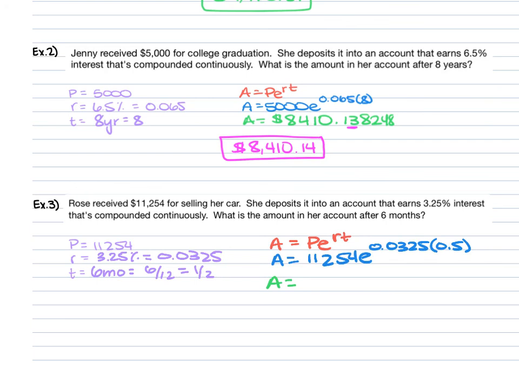11,254 times e to the power of 0.0325 times 0.5 is going to give us 11,438.37146. Okay, so rounding this to the nearest hundredth, this is going to leave us with $11,438.37.